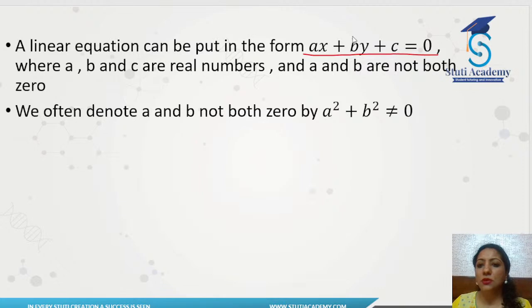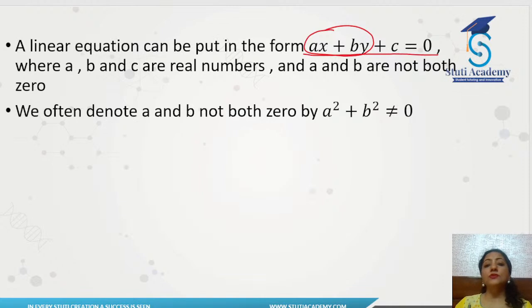If both of them become 0, what will happen? This will disappear and we'll be left with a constant equal to 0. So it will not be a linear equation. Even if I have a constant as 5, I'll get 5 is equal to 0. That's not true. So we often denote a and b not both 0 by a square plus b square not equal to 0. This, children, you have started in grade 9 also.